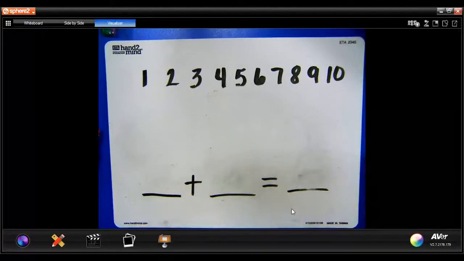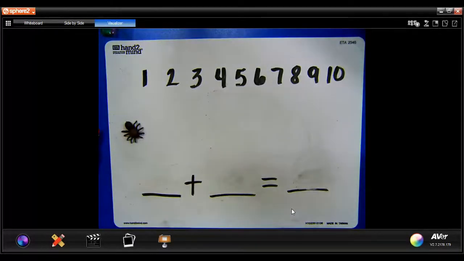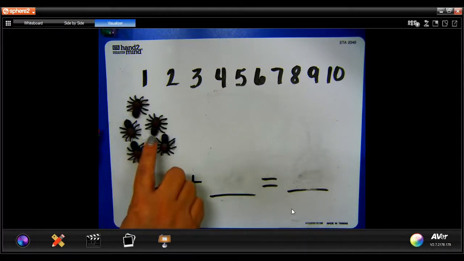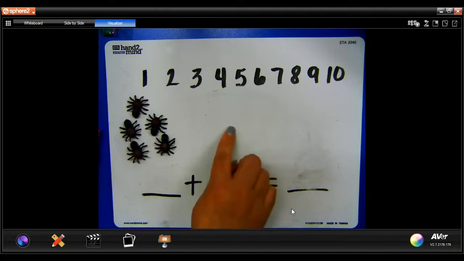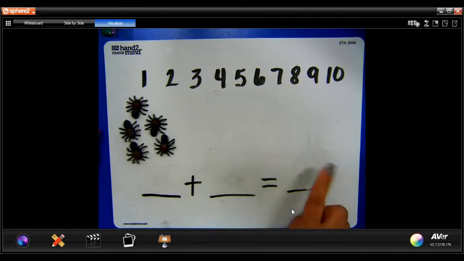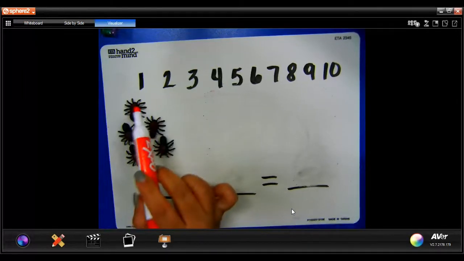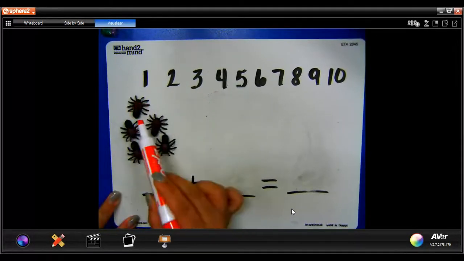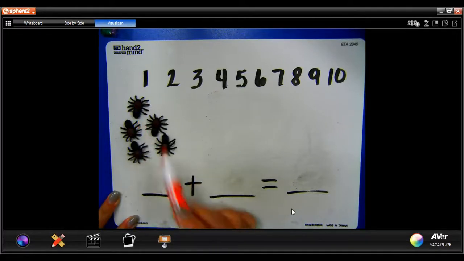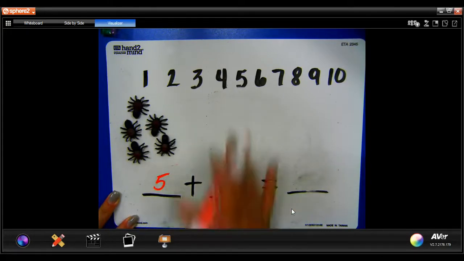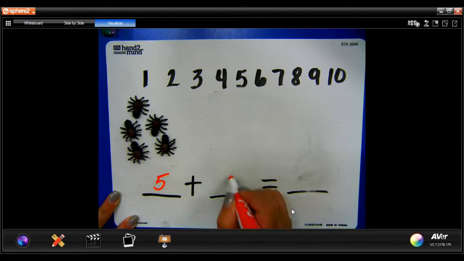So now my word problem is going to be, there were 5 spiders. 1, 2, 3, 4, 5. There were 5 spiders on the spider web and no more spiders came. How many spiders do I have in total? All right, so let's do that problem now. Let's count the spiders, and whatever number of spiders we have there, we're going to write it here. 1, 2, 3, 4, 5. Okay. On this side, how many do I have? I have nothing, so I have number 0.